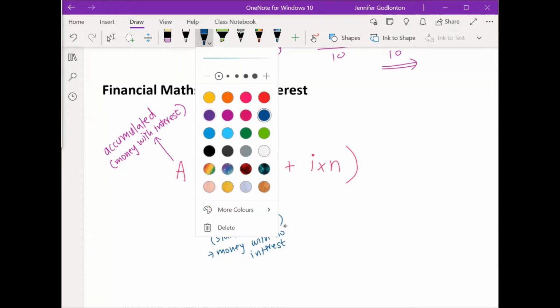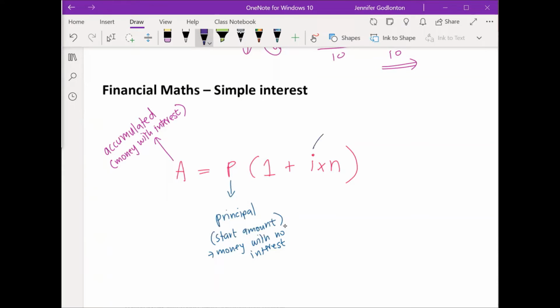And then what do we think I is going to stand for? Rate of interest. Yes, beautiful. That is our interest rate. Excellent. And our interest rate, we can either work with it as a decimal, or as a fraction, or as a percentage. So we're going to talk about all 3 of those today.